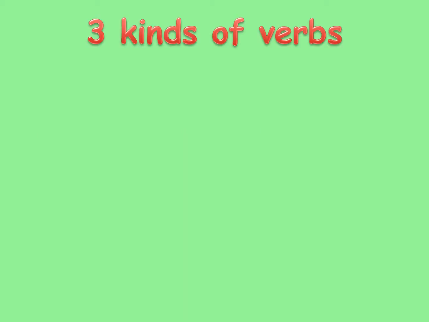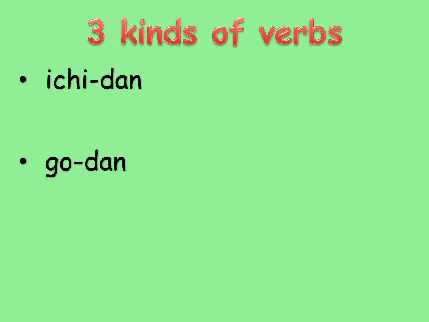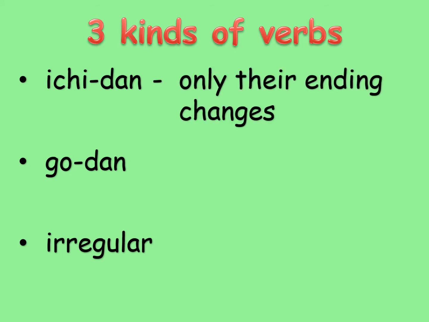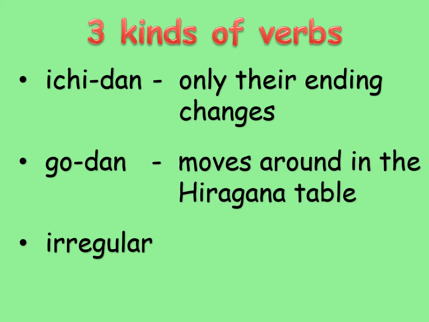Okay, let's start. First, I have to remind you that there are three kinds of verbs in Japanese. They are Ichidan, Godan, and irregular verbs. Ichidan verbs do not change much. When conjugating, only the ending changes. When Godan verbs conjugate, the last letter of their stem moves up and down within the same column of the hiragana table.